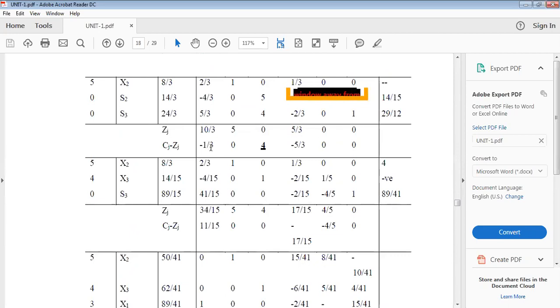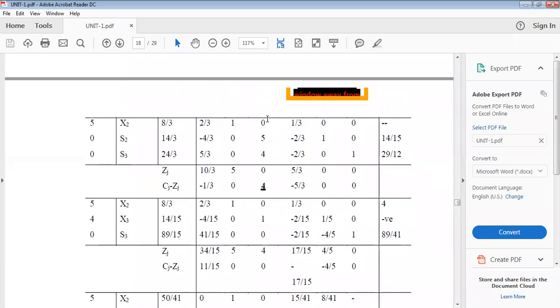So now CJ minus ZJ is minus 1/3, 0, 4, minus 5/3. In all these, we take the maximum positive value. The problem is a maximization problem, isn't it? You got the positive value 4, which is the largest among all the positive values. Therefore, here you have to mark down a vertical arrow. A vertical arrow means this is the entering column. In the entering column, the elements are 3, 0, 5, 4.